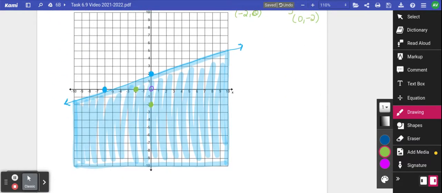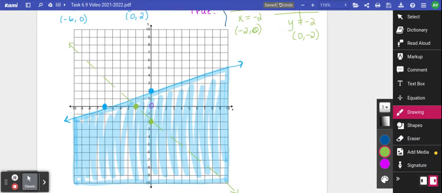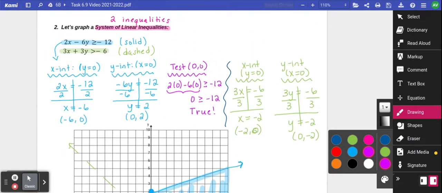So if I go ahead and draw a dashed line here, it's going to look like this. And it goes right over the top of that other stuff. I'm going to kind of ignore it, pretend it's not there, that blue shading and the blue line. Next, I'm going to test the point 0, 0 to see if that works.